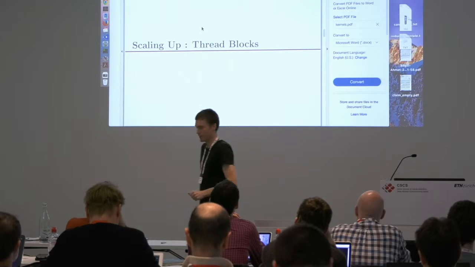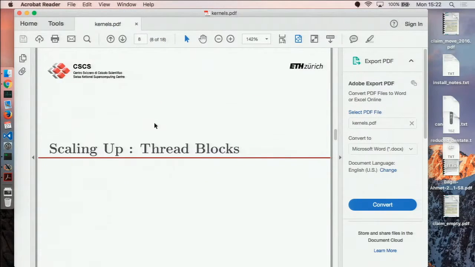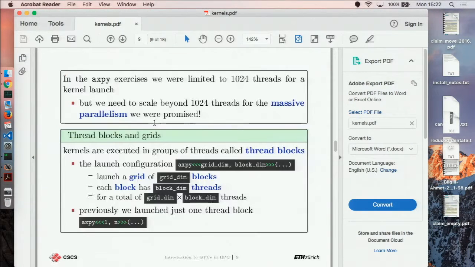So the next part is scaling up, working with thread blocks, because 1024 isn't many parallel work items. I've just told you that there's 3,582 CUDA cores on a GPU. We're not even touching that. It's hardly massively parallel.